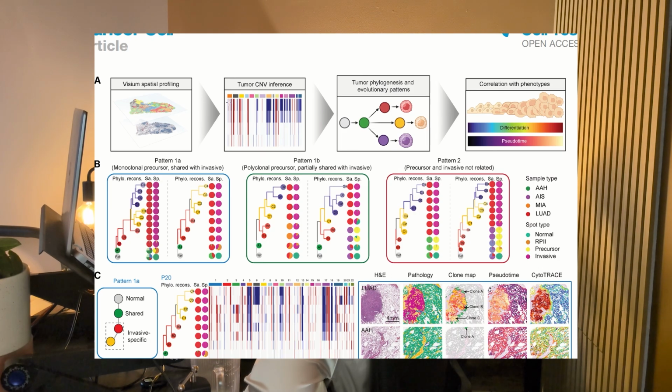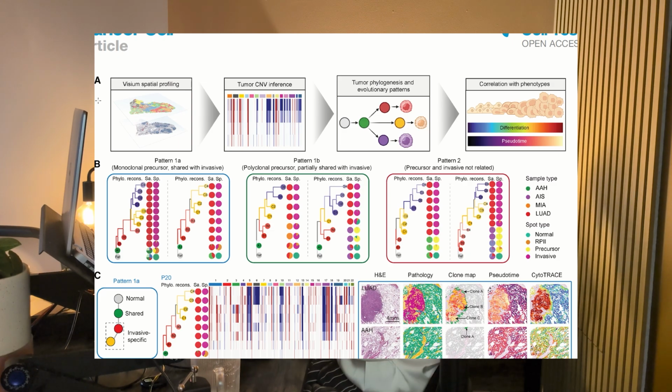So panel A outlines the overall strategy. The authors used spatial inferCNV to infer copy number alterations directly from Visium spatial transcriptomics spots. They then integrate these spatial CNAs with matched snRNA-seq and whole exome sequencing to validate the signal and ensure the inferred clones are biologically meaningful.